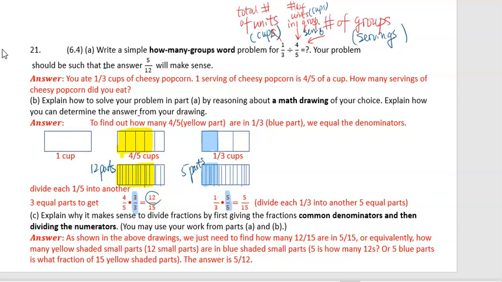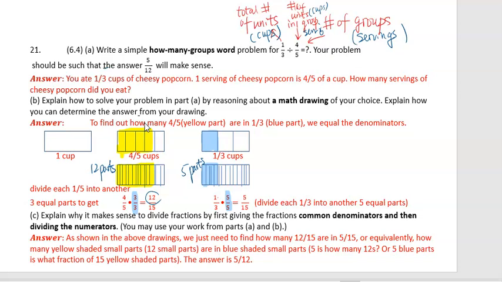Now with everything labeled, you can come up with the word problem easily. You can say I have 1/3 cup of something. I used cheesy popcorn, but you can say flour if it's a recipe, or cups of cereal, anything. The second number is the number of cups in one serving, so one serving is 4/5 of a cup. The question you're asking is the number of servings: how many servings did you eat? So we have the word problem.